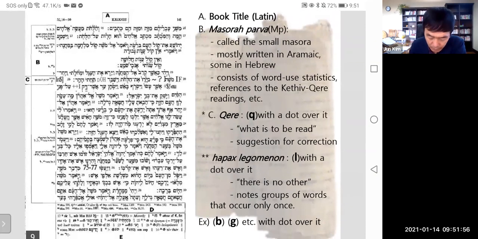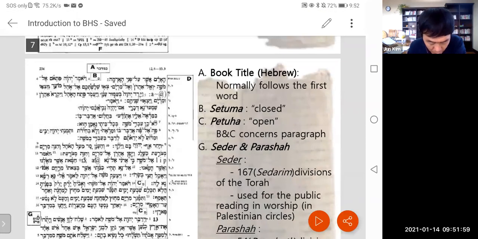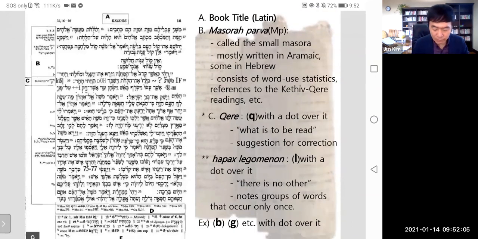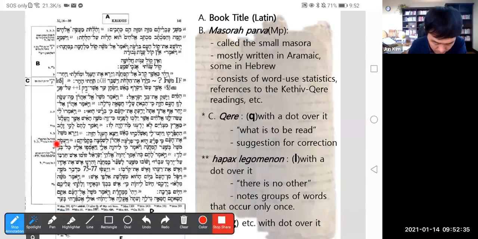Okay, now we dealt with page 234. Then we are going to move on to another page, 141 in your BHS. Actually, if you can see, 140 and 141 look a little bit different in terms of title. On the right side, you have the Hebrew title, and on the left side, you have the Latin title. So now, as you can see here, A is the Latin title, Exodus.